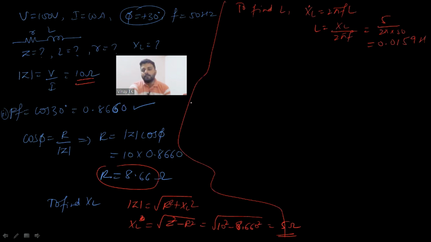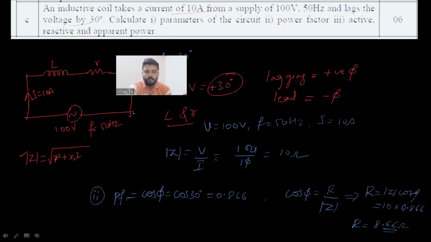Now the second point, power factor. You already calculated the power factor, that is 0.866. Okay. So what is the third point now? The first point finished, second point finished, third point active, reactive, apparent power.